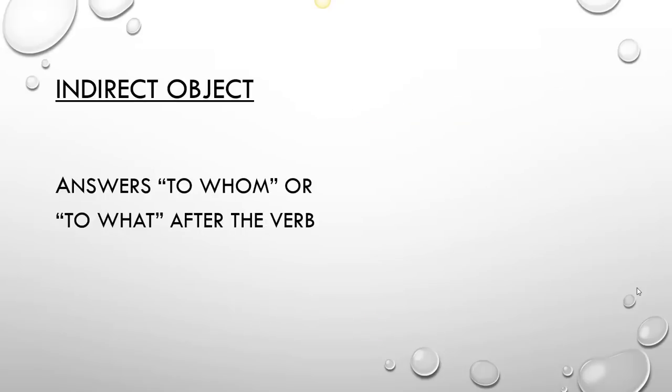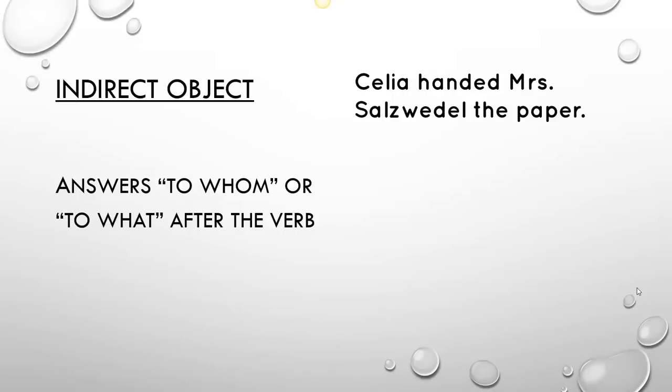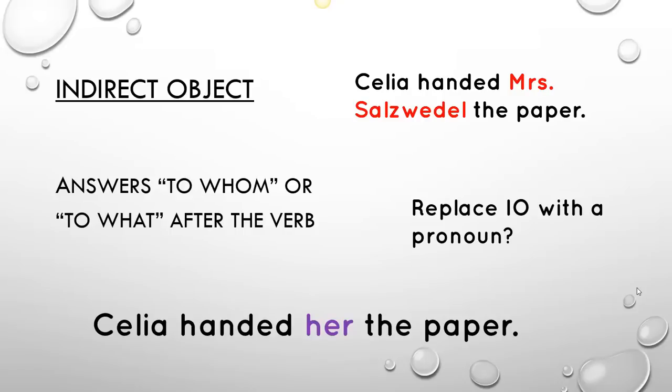How about indirect object? It answers to whom or to what after the verb. So in this example, Celia handed Mrs. Salzwedel the paper. If we find the verb, then we ask ourselves to whom or to what. So in this case, the verb is handed. Handed to whom? Mrs. Salzwedel. So replace this indirect object with a pronoun. Celia handed her the paper.